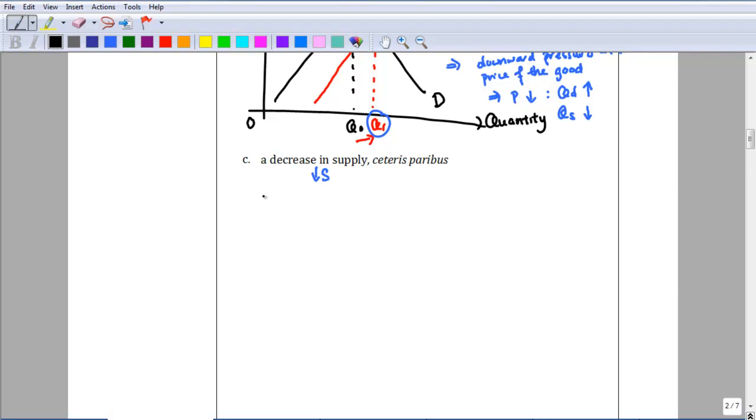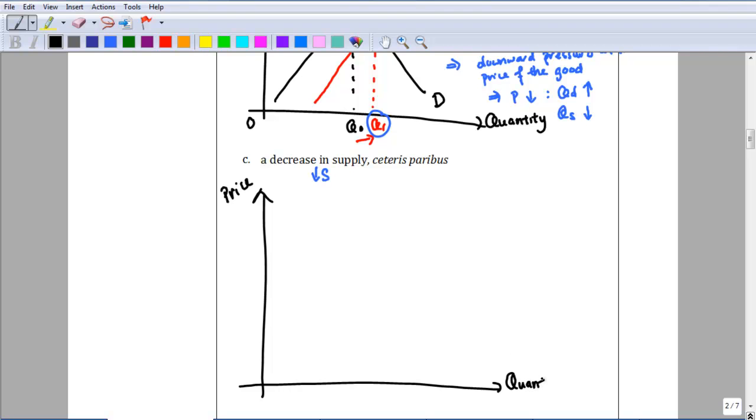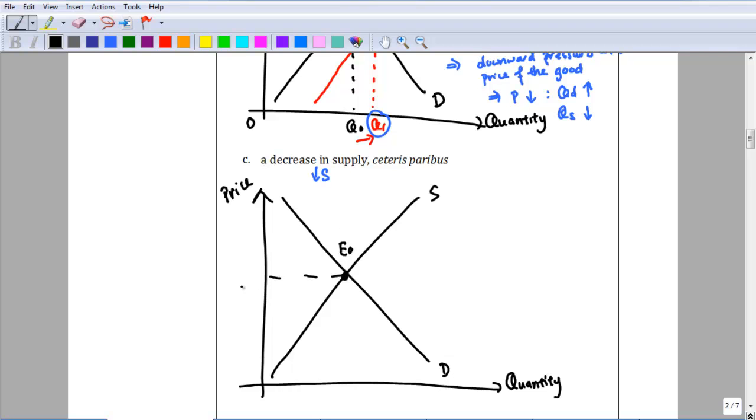So let's begin by drawing our diagram first. We have price, we have quantity. Supply, demand. Okay, so it intersects here. So this is my market equilibrium point E0 with equilibrium price P0, equilibrium quantity Q0. So when there's a fall in supply, the supply curve will shift to the left, okay, to S1.